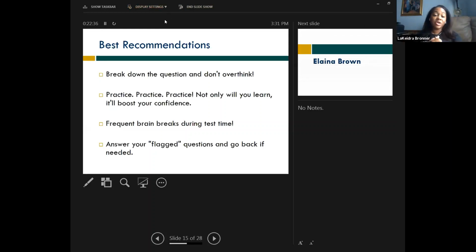Frequent brain breaks during the test time. This was a cheat code for me. Someone told me to make sure that you are getting up and going to the restroom while you're taking the exam. Even if you don't have to use the restroom, just getting up and walking around to reset your brain, because you're locked into that exam screen and then you start to get tired. I took maybe about 4 bathroom breaks during my exam, maybe once to actually use the restroom. But it did help in resetting my energy and getting me back on track with the exam.